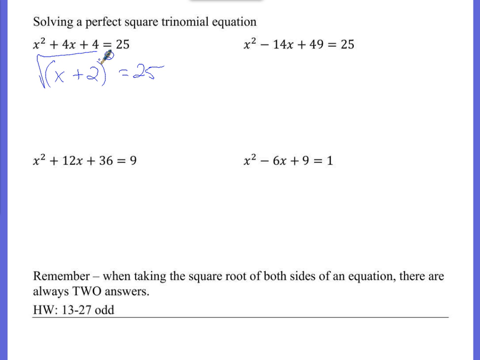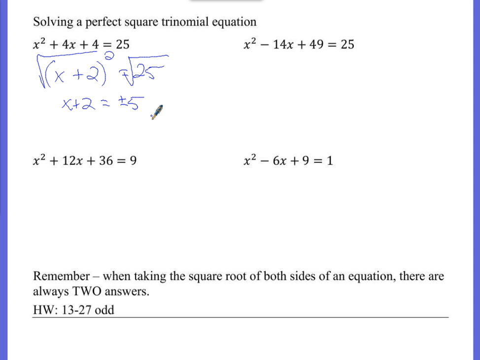Square root both sides. When I do that, the square and the square root disappear. They wipe each other out, and I'm left with x plus 2 equals what? Plus or minus 5. So that's like two separate equations. We have x plus 2 equals positive 5, and we have x plus 2 equals negative 5. But we can still solve this equation for x.